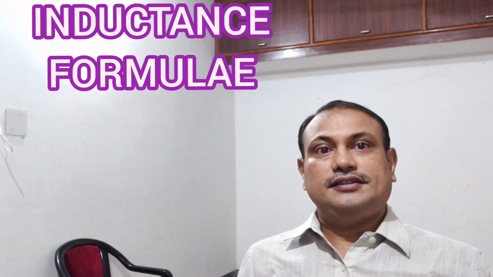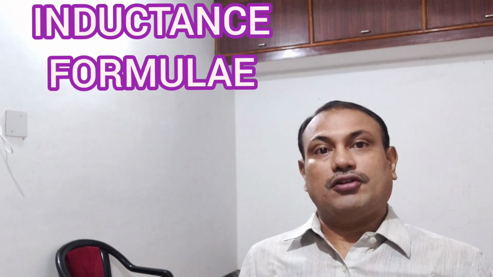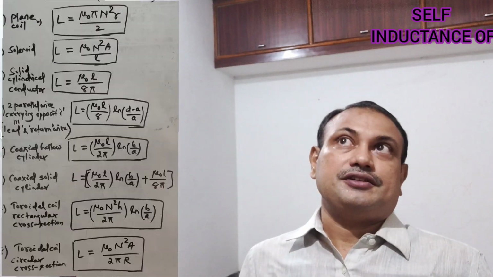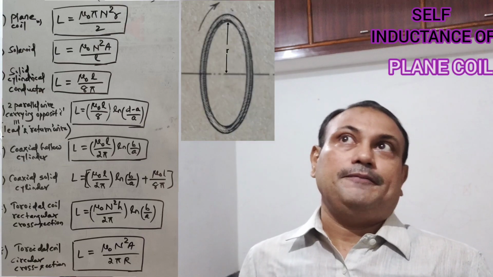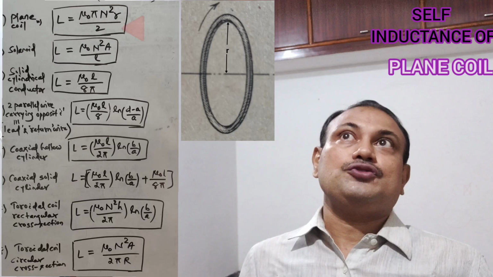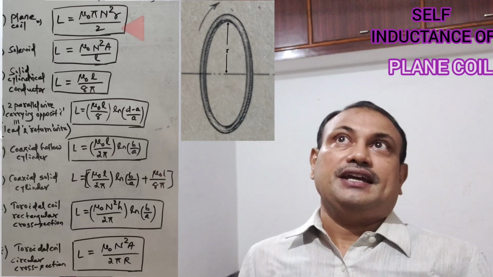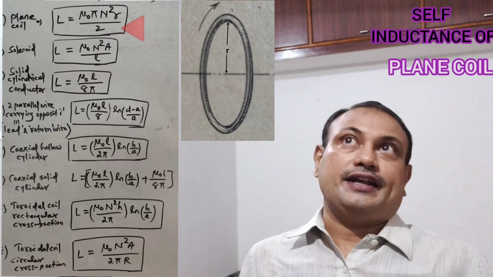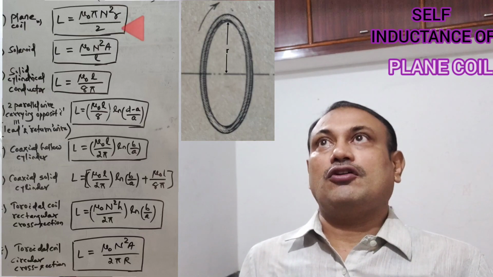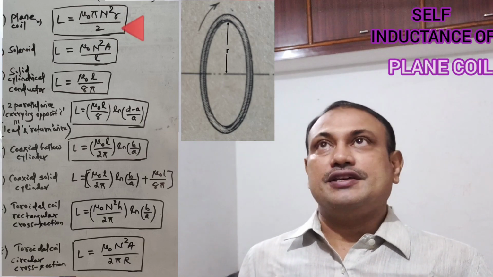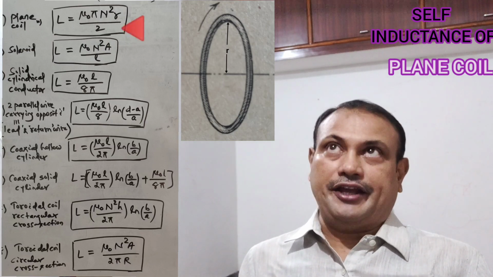Well, let us see some of the standard formulas for the self-inductance and mutual inductance. Now, the self-inductance for a plain coil, the value L, is equal to mu 0 times pi n square R upon 2, where n is the number of turns in the coil, R is the radius of the coil, and mu 0 is the magnetic permeability of vacuum.